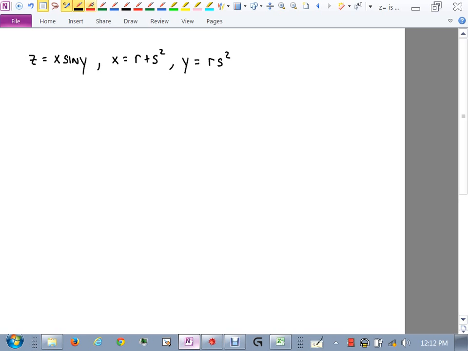If z is at the top of our tree, what does z depend on? X and y, right? But what does x depend on? R and s. What does y depend on? R and s. So z depends on two things, x and y, but each of those depend on two things, r and s.